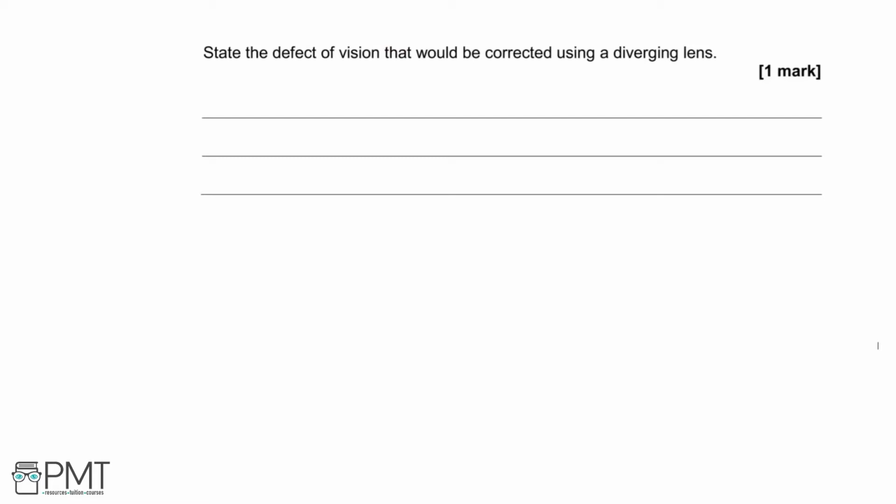States the defect of vision that will be corrected using a diverging lens. Now, anyone that's familiar with opticians and things like that will know that if you're using a diverging lens, which is concave in appearance, that's used to correct short-sightedness. And then the opposite of that, a converging lens, which is convex in appearance, will be used to treat farsightedness. You could also write the word myopia, that's fine. They've given us quite a lot of space to write this answer in, but it's just a case of remembering the correct term and writing it down. So just the 1 mark for that.